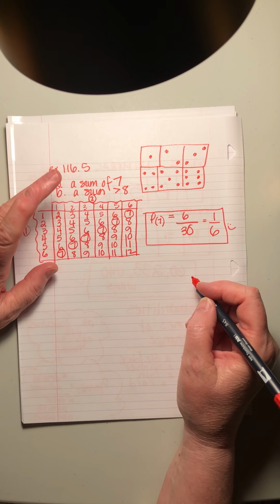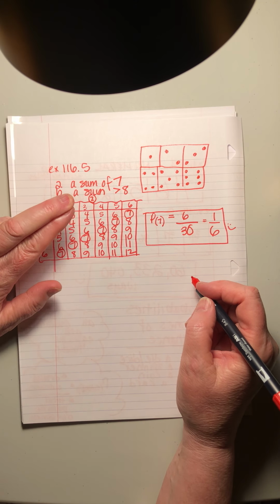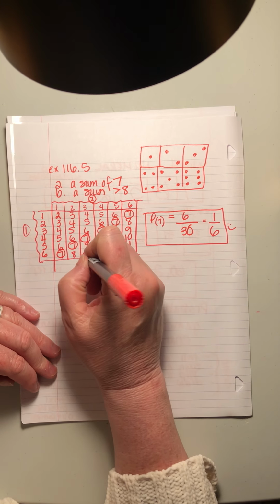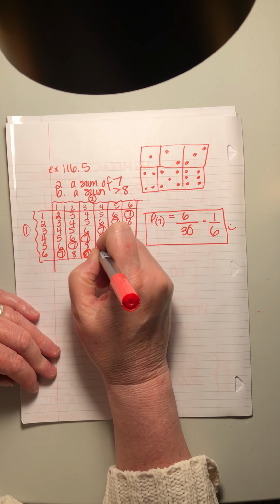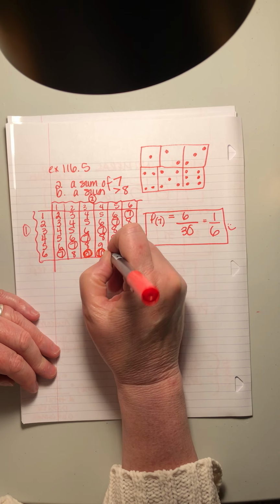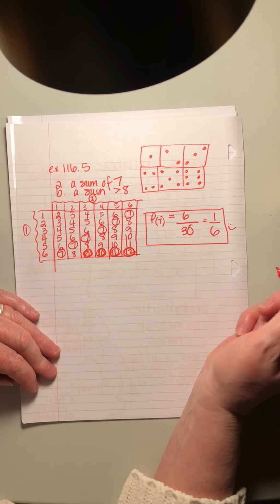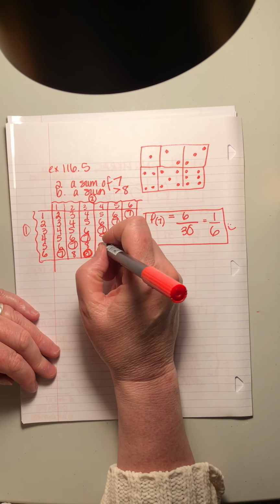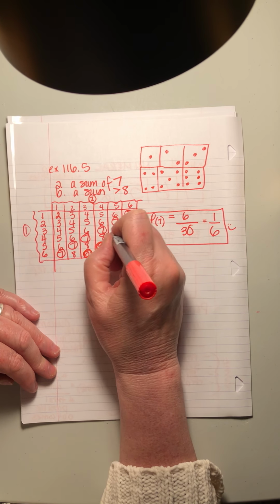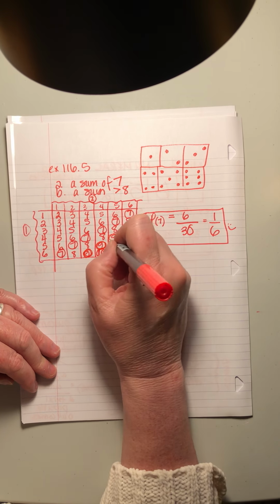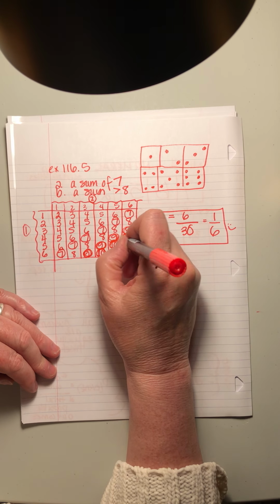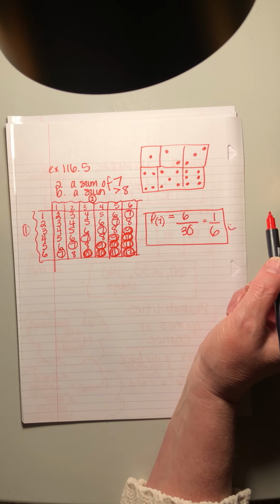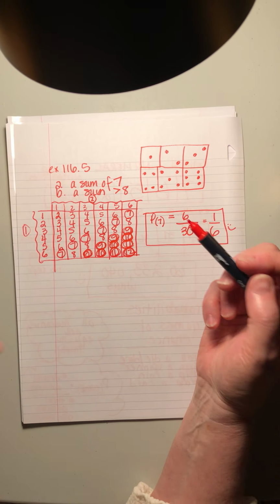A sum greater than 8. Okay, well, the combinations greater than 8 would be 9s, 10s, 11s, and 12s. I'm circling it extra hard so that we won't confuse it with those. All right, so greater than 8: 9, 9, 9, 10, 10, and another 11, okay? Again, this chart makes it super easy. We can see them right there.